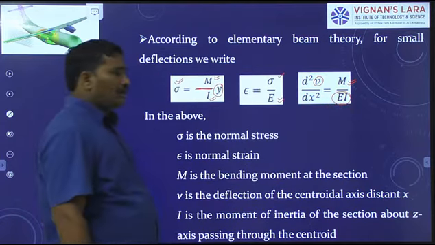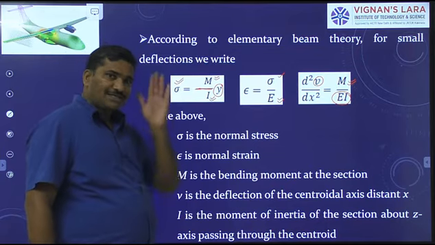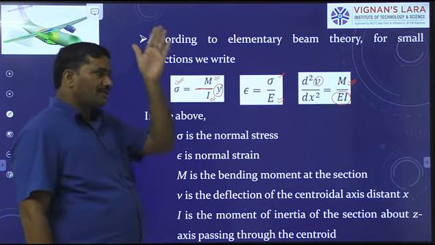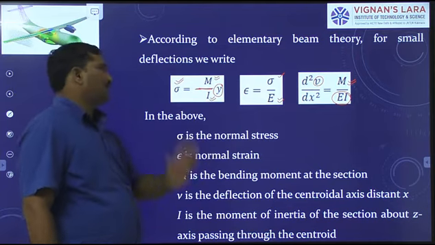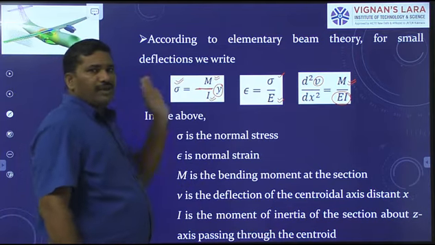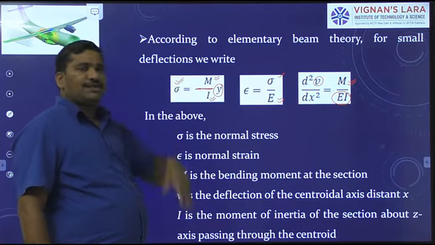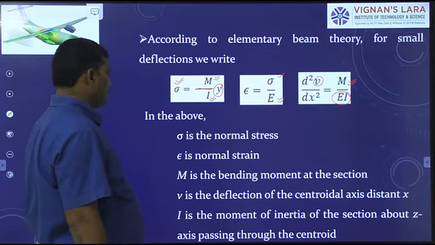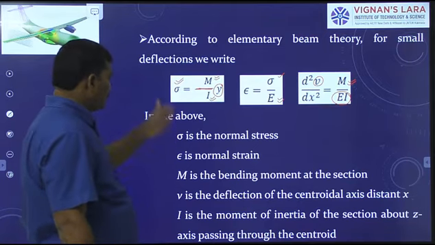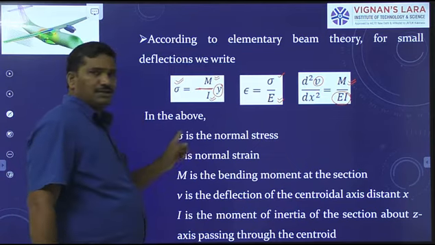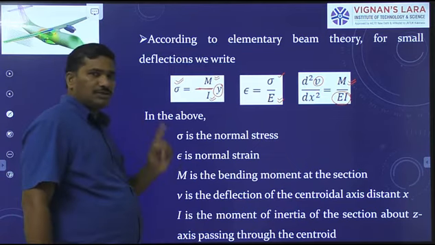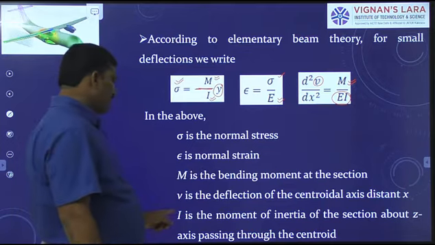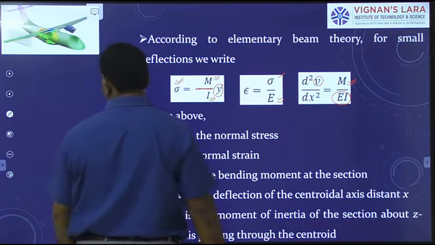As we know, M is the moment acting on the beam section distant x from one end. In our case we have taken this section distant x from the first end. These are the equations we can recollect from the knowledge of the strength of materials. The symbol sigma represents normal stress, epsilon denotes normal strain, M is the bending moment acting on the section, v is the beam deflection and I is the moment of inertia about the z axis.